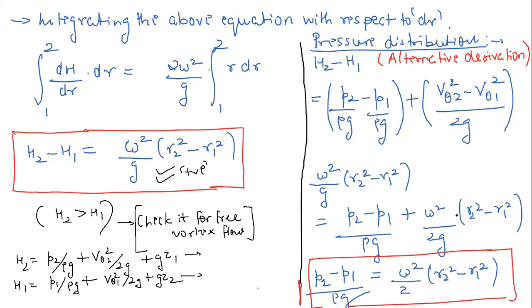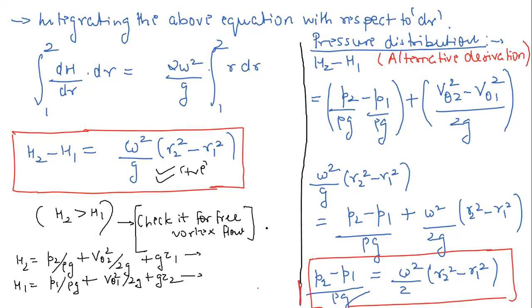Sir, here you have written that check it for free vortex flow, but for free vortex flow we take dH by dr as 0. Then what will be the equation? Very good. So that means for a free vortex flow, the mechanical energy will be constant. So H will be constant, nothing else. So there will be no variation in energy.